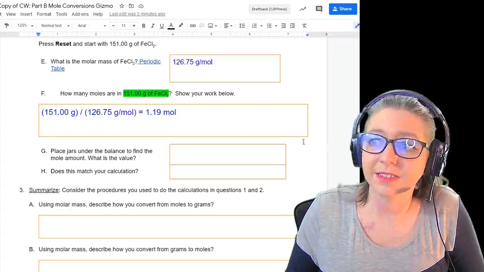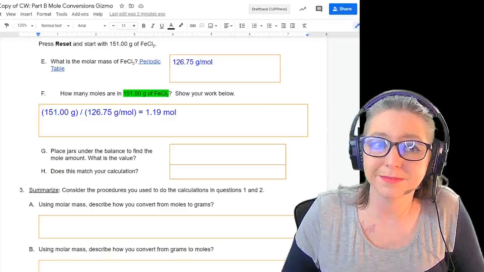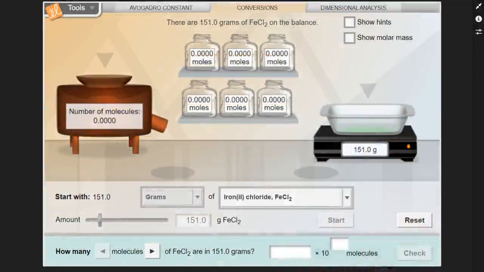So now let's see if the simulation agrees. We calculated that 151 grams of iron 2 chloride should equal 1.19 moles. So let's see. That's one filled mole jar. There we go, 1.19 moles. That agrees with the answer we found.